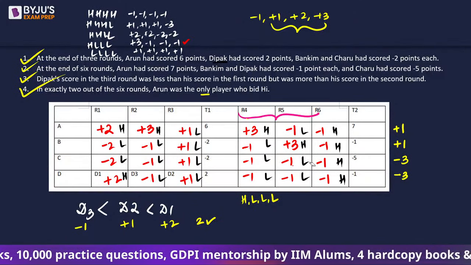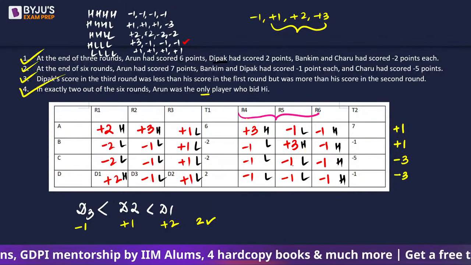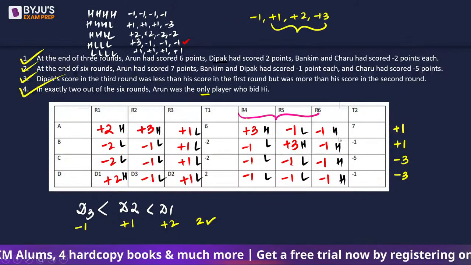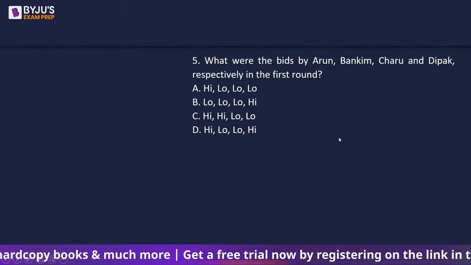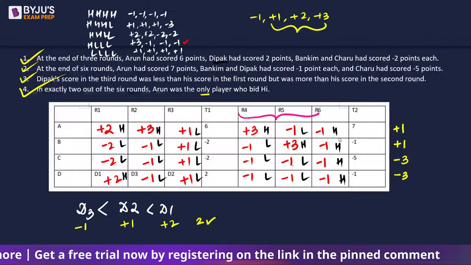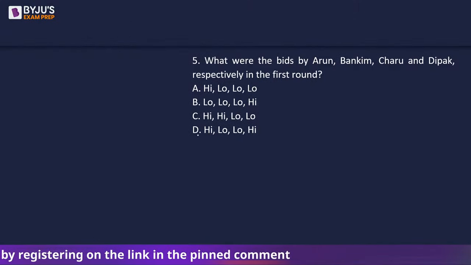Which round? No idea. So round number 4 is which out of these three? Which one is round number 5? Which one is round number 6? We don't know anything about that. Right? Let's look at the questions. What were the bids by ABCD in the first round? So it is HLLH, HLLH, D option.